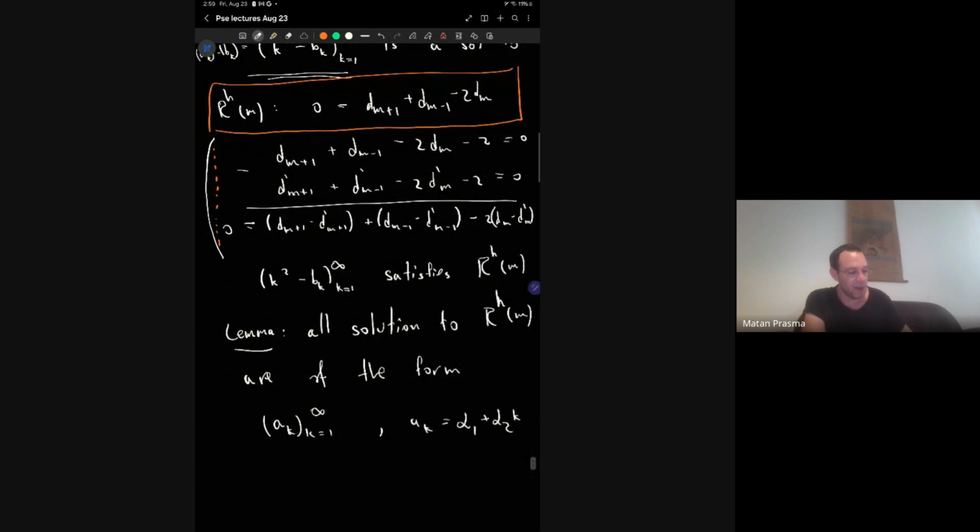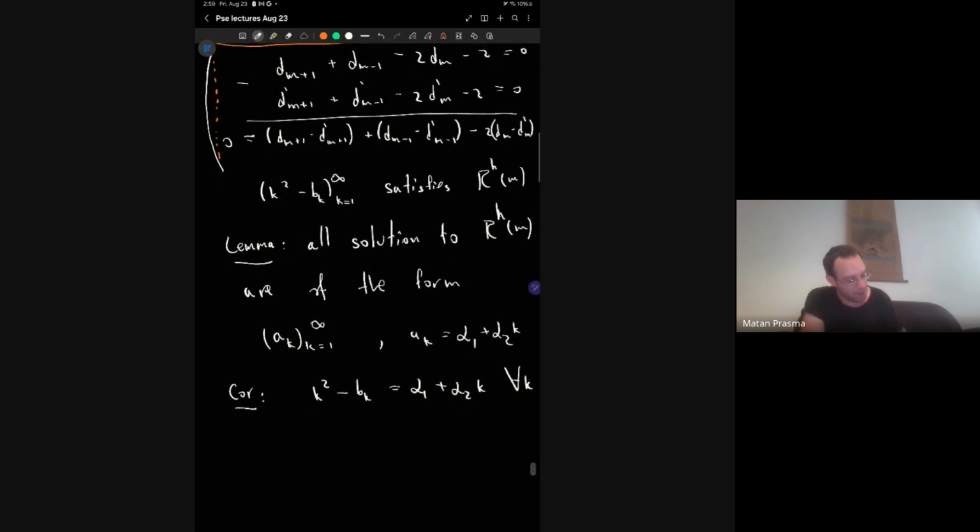If I assume this lemma, then I know that k squared minus b_k needs to be equal to alpha 1 plus alpha 2 k for all k, for some alpha 1 and alpha 2 that I don't know, but I don't need to know. They are some real numbers. But I have two instances. I know that for k equals 1, b_k has to be 1, and for k equals 2, b_k has to be 4.